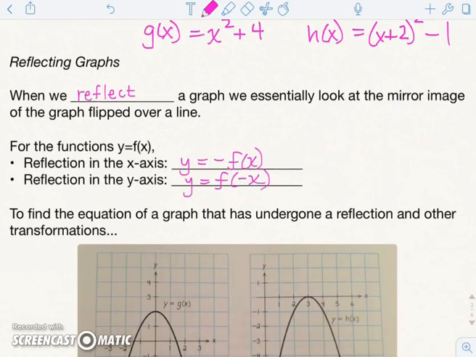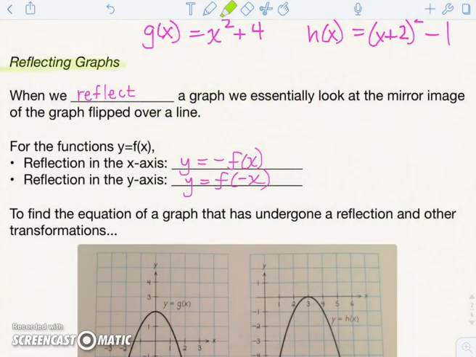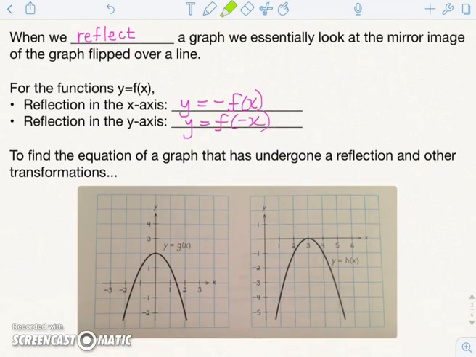The next transformation we see is reflecting a graph. So you can reflect a graph. We essentially just look at its mirror image of the graph flipped over a line. The transformations we're going to look at are when it's flipped over an axis. So reflection in the x-axis, reflection in the y-axis. So if you reflect in the x-axis, you negate the entire function. You're negating the y. If you reflect over the y-axis, you just put the negative on the x.